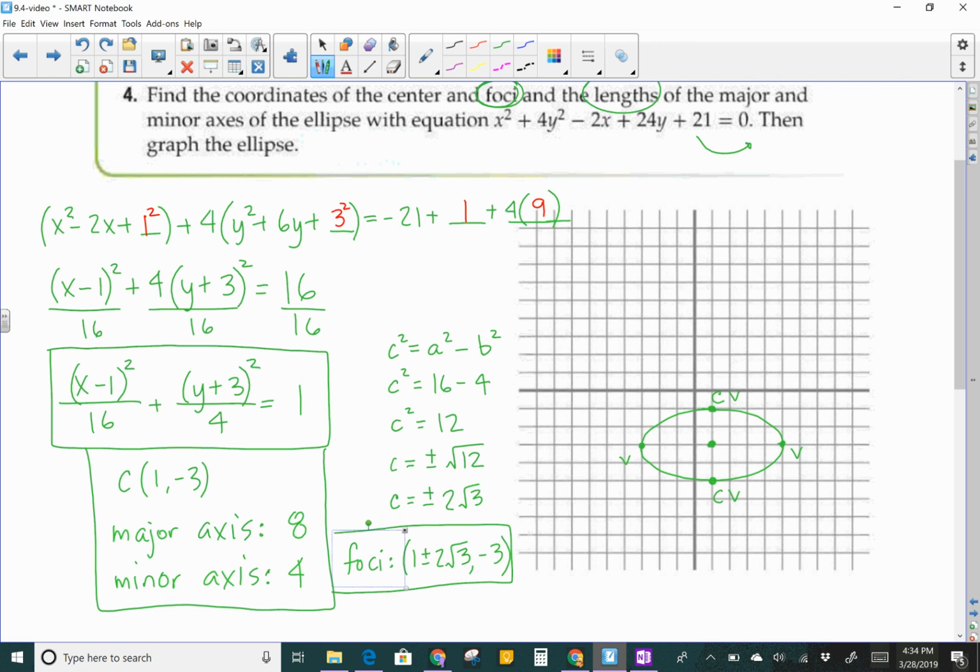Now, you don't ever give me a decimal. If I ask for the answers, you always give me exact answers. You would only need the decimal if you had to graph it. I'm not asking you to graph it, but you can if you want to. In that case, you would convert to a decimal.